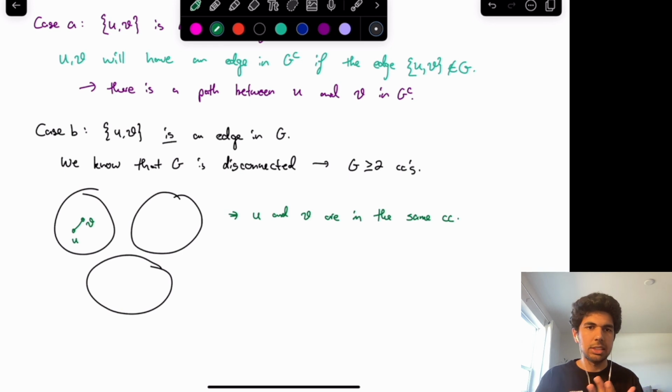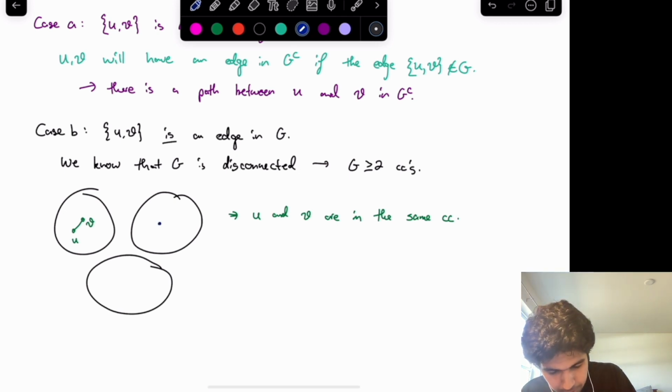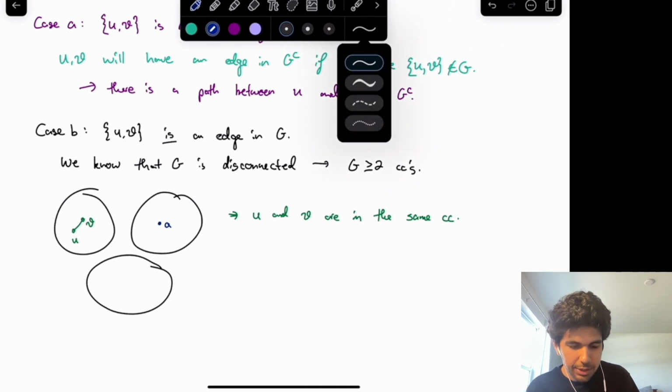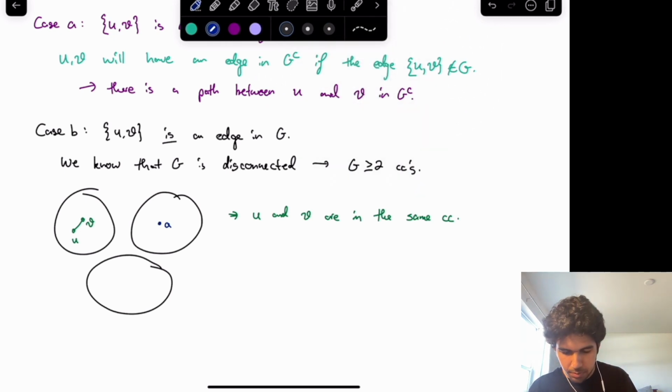Right? They can't be in different ones because there's an edge between them. They're connected to each other, right? But why is this notion of multiple connected components so important? Well, if I were to look at some other connected component that doesn't have U and V, and there's some other vertex A, what do I know about U and V in their relationship to A?